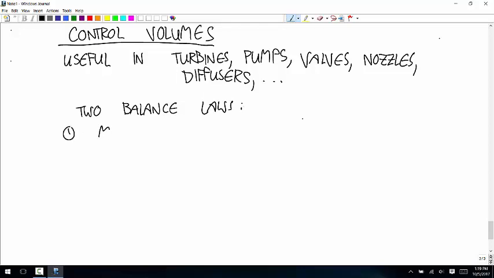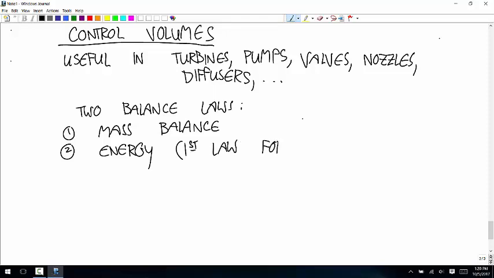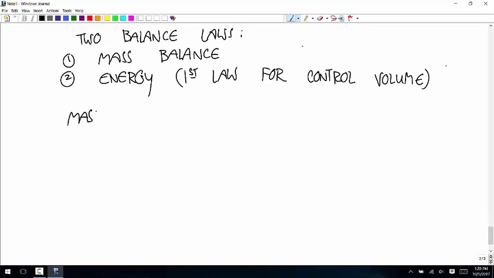The first one is mass balance, conservation of mass. And then the second one is the energy balance. That's the first law of thermodynamics, but this time for control volume. And this is where, for the first time, you'll see why enthalpy is useful. So we're going to start out with the mass rate balance.